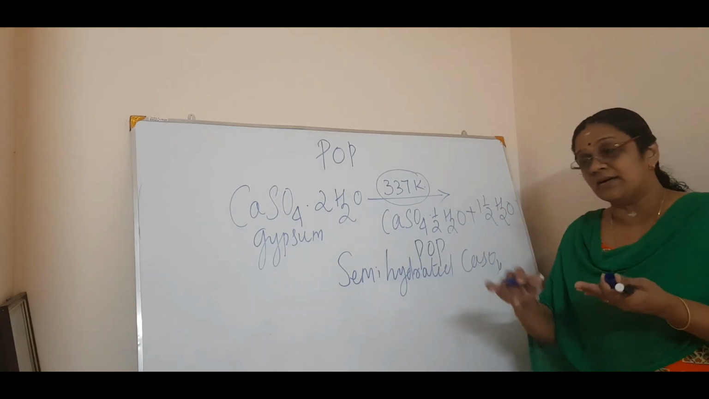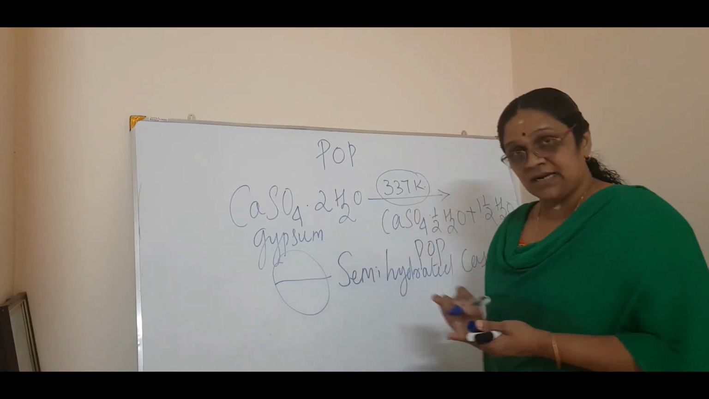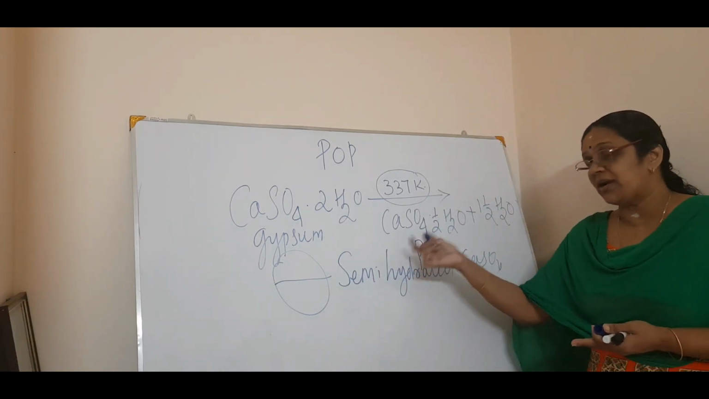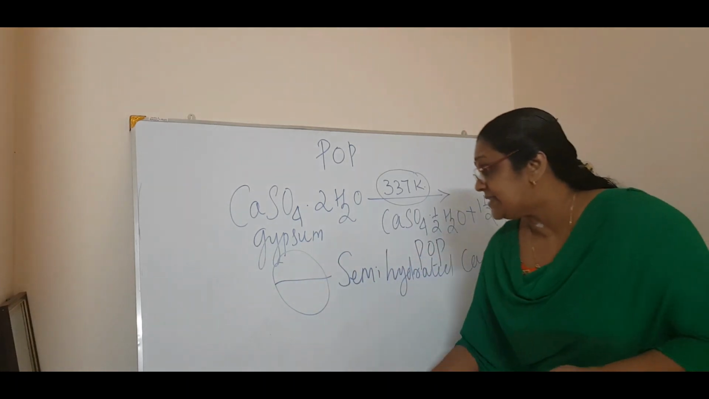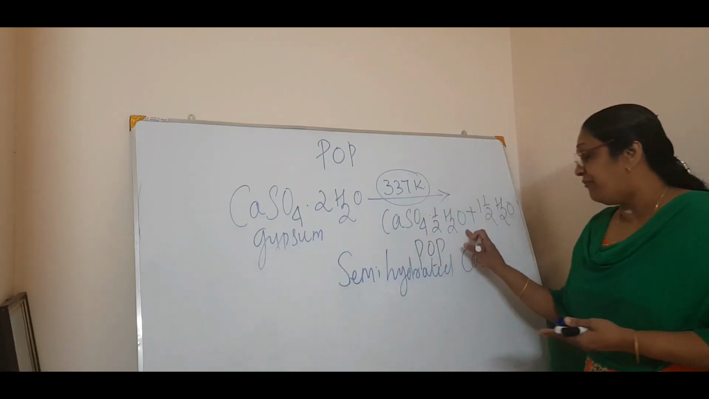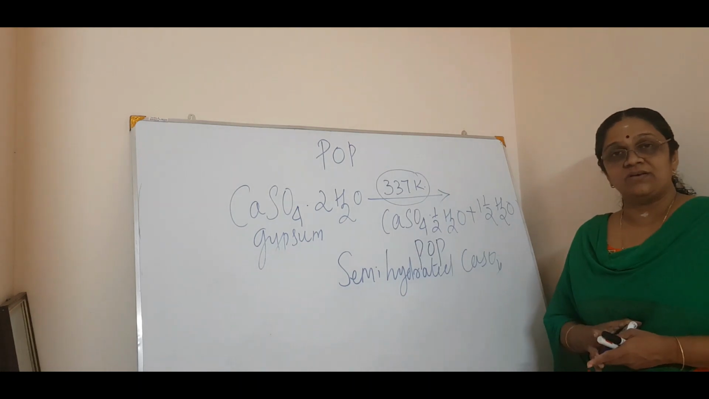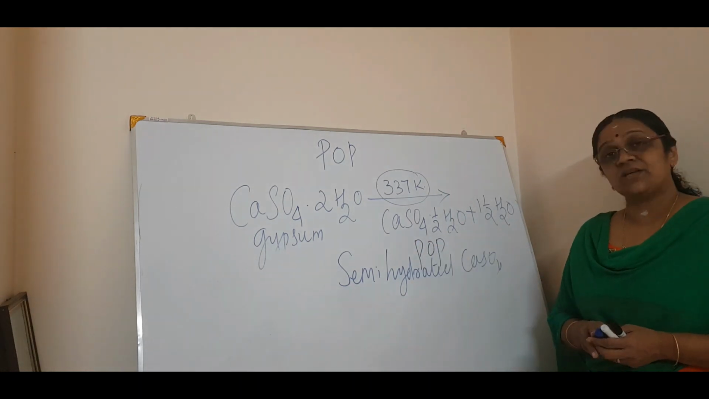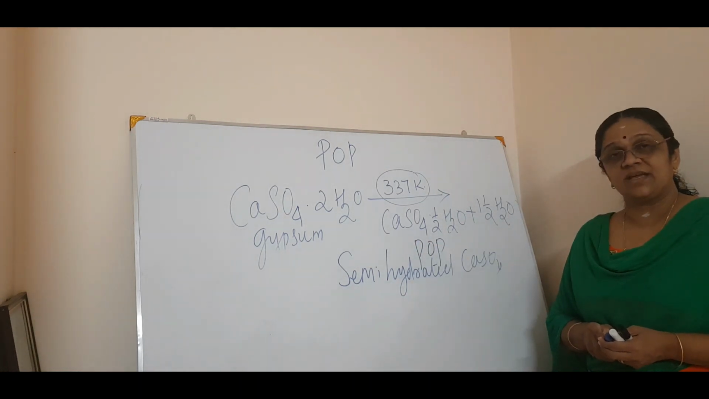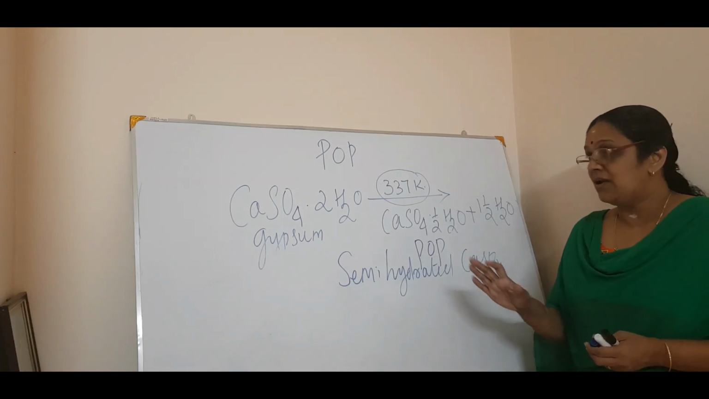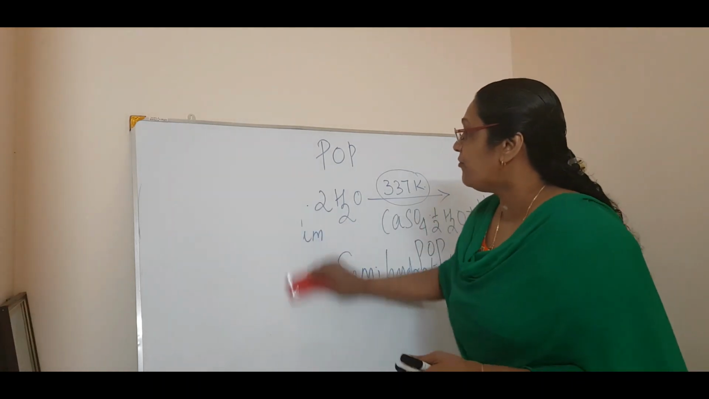Semi means semicircle. If a circle is cut into half, it is called a semicircle. Like that, it has half an H2O, so it is called semi-hydrated calcium sulfate. So this is the preparation of plaster of Paris. Understood? Now we will see the uses of plaster of Paris.